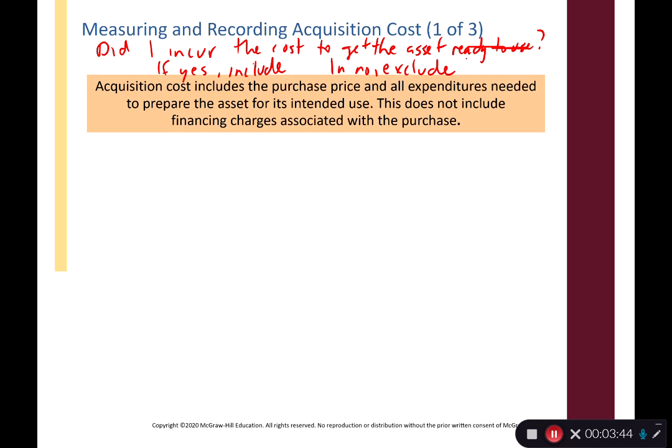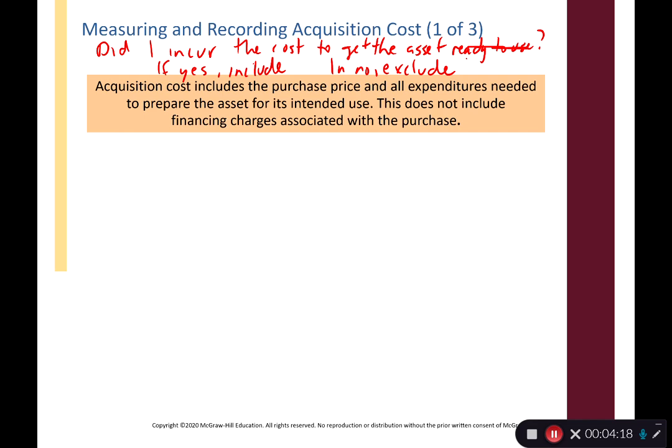Let's visualize being back in Paul and look up at the ceiling, and you'd see a projector that would project this PowerPoint onto the screen. So the cost of the projector obviously would be included. What about the shipping costs? Yes, that would be included too, because I can't use the projector unless I have it. So the shipping cost to get the projector would be included in the cost of the asset. What about the installation costs? Again, the answer is yes, because I can't use the asset without it being installed.